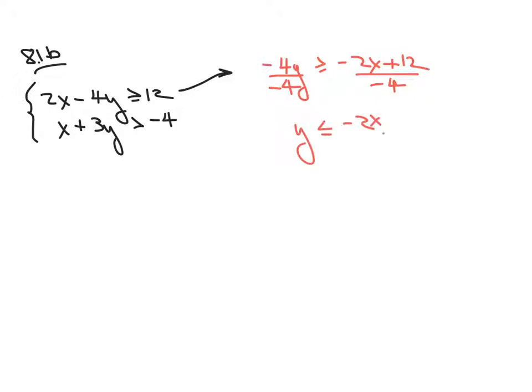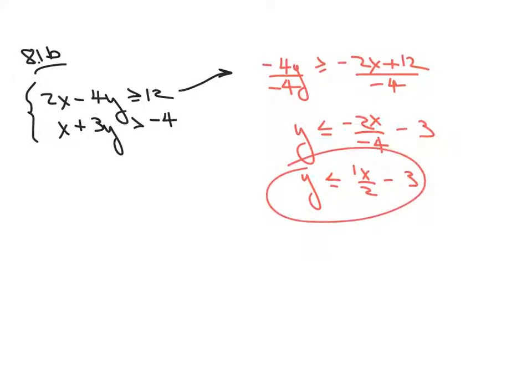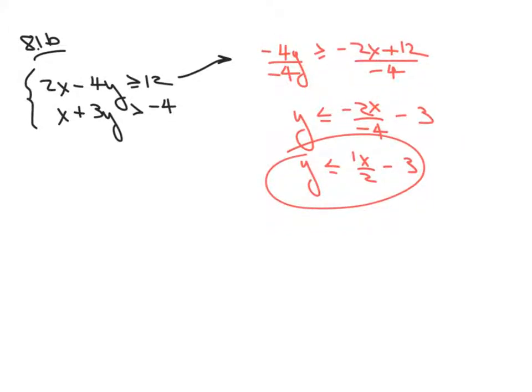And I'm going to split these up so that I can reduce them. And then this gives me y is less than or equal to 2 over 4, which is 1/2 x, minus 3. In fact, I'm going to put a 1/2 there. Alright, so there I have my y-intercept form, or slope-intercept form. So I want to keep that. I'm going to do the same thing with this one here.